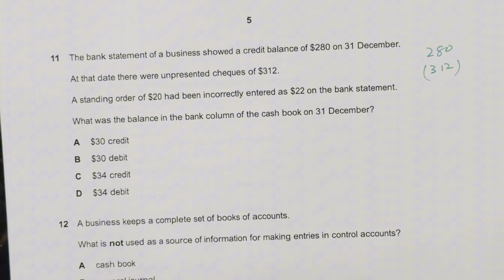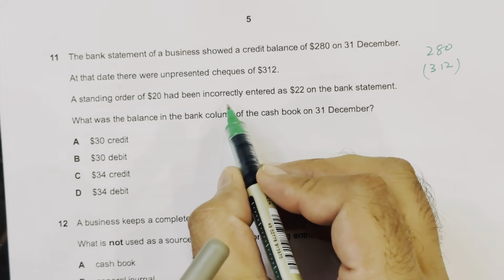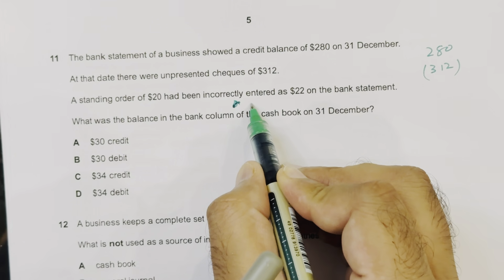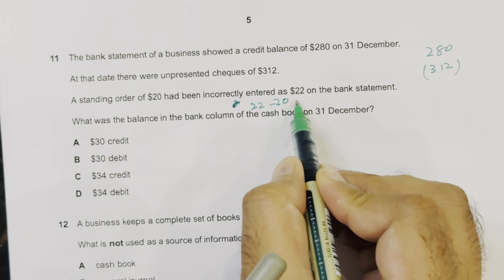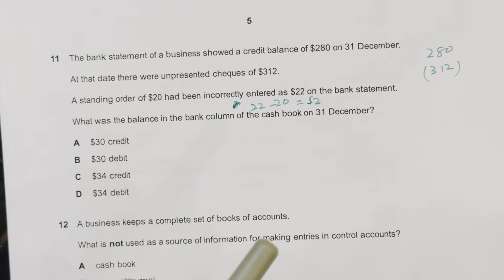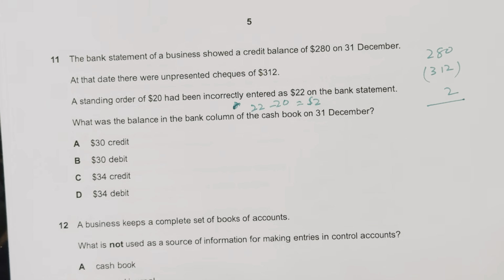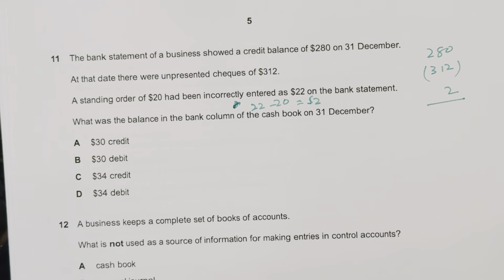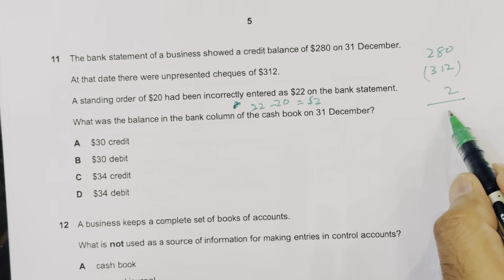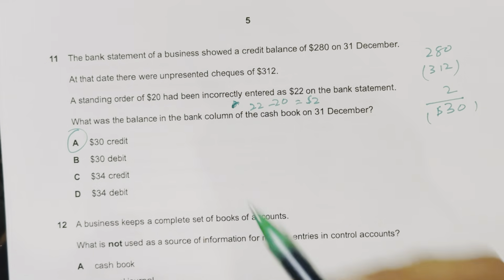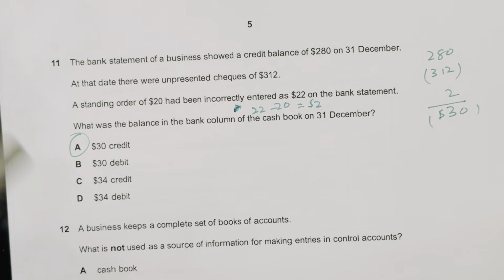A standing order of 20 has been incorrectly entered as 22, so their balance should be minus 20 or 22 minus 20. So $2 should be added to correct these values. After adding this value, we get the value of $30 and it should be credited. So option number A is the right choice.